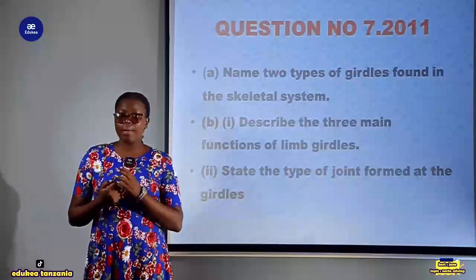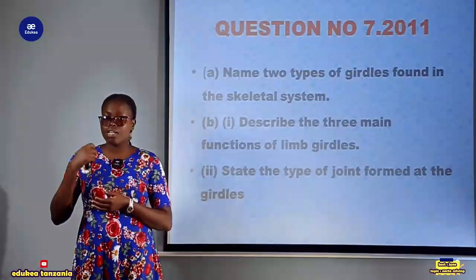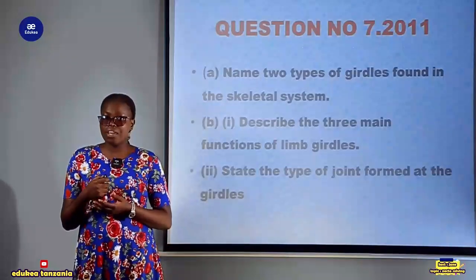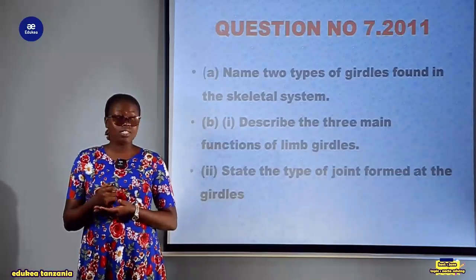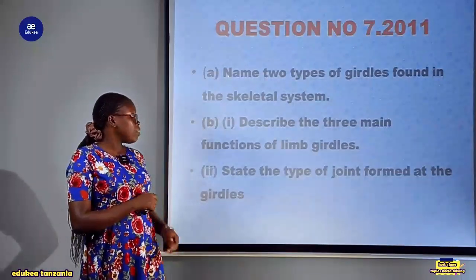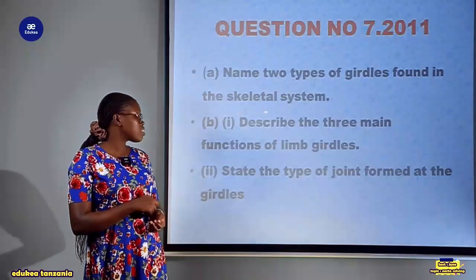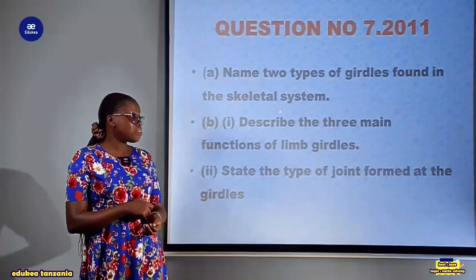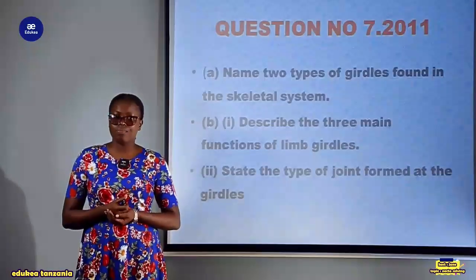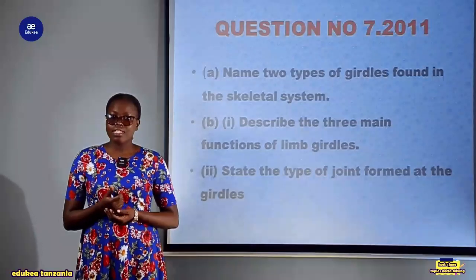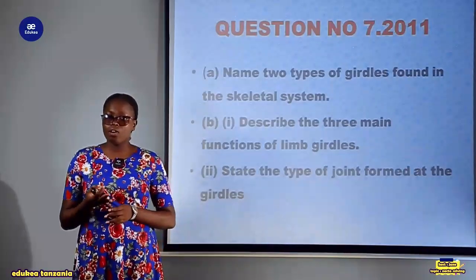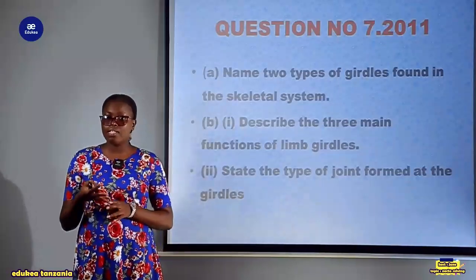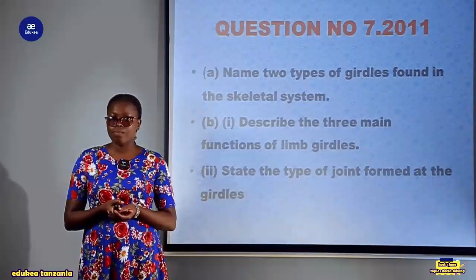And question number 7, that was all about question number 5 for the year 2011. Question number 7 for the year 2011 states: name 2 types of girdles found in the skeletal system. Name 2 types of girdles found in the skeletal system. The skeletal system is a system made up of tendons, ligaments, cartilage, and bones.